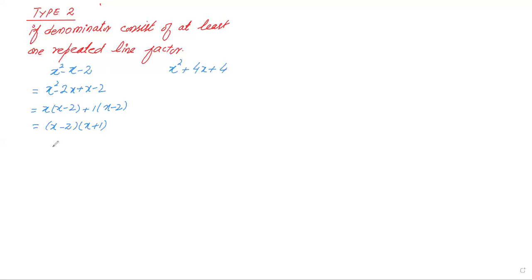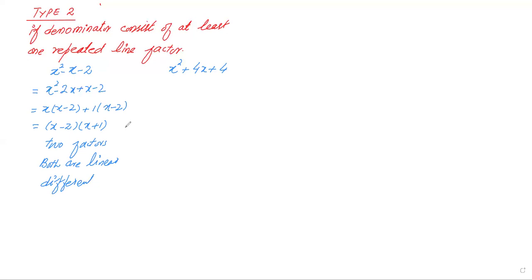So there are two factors. Both the factors are linear, but both the factors are different. So two factors, both are linear, and both are different. So these are the three qualities in this factorization.